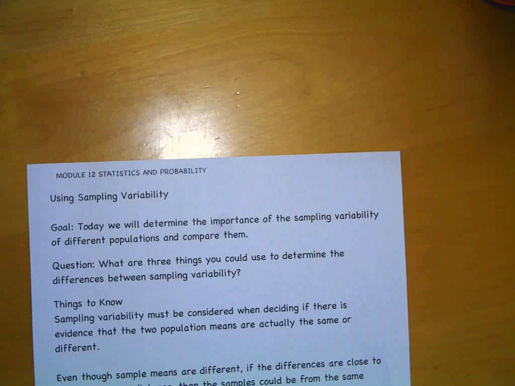What are the three things you could use to determine the differences of the sampling variability? The three things are, how do they look on a dot plot? Is there any overlapping space? What are the centers of both dot plots? And then what are the spreads of both dot plots? And you'll actually go a little bit deeper with that and even find out what the means are between them so that you can compare them that way too.